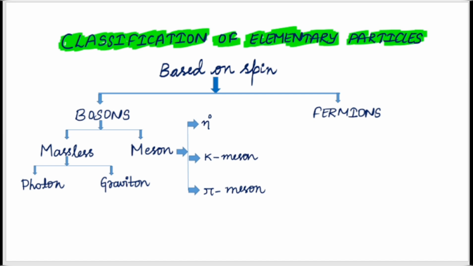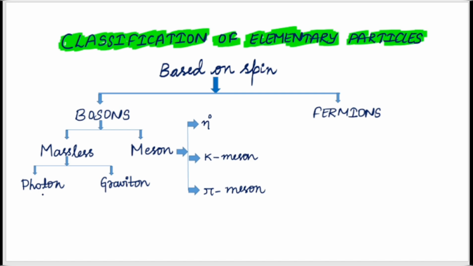Based on spin, elementary particles are classified into two main types, that is nothing but bosons and fermions. Under bosons, it is again classified into two types: massless bosons and the mesons. Under massless bosons, we have photon and the graviton. Under meson, it is subclassified into three types, that is eta meson, Kaon meson, or you can call it K meson, and pi meson. Yes, you people got it, no?